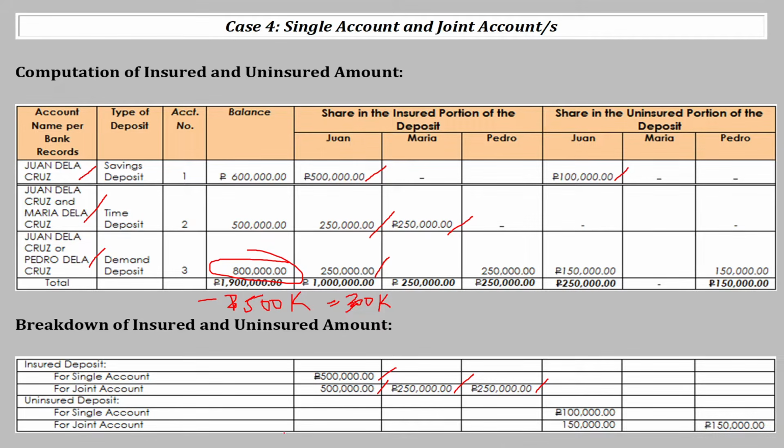So uninsured deposit for single account, ito yung remaining na 100,000 dun sa 600,000. So sa joint account naman, 150,000 for Juan, and another 150,000 for Pedro. So a total of 300,000 na uninsured portion doon sa account ni Juan de la Cruz or Pedro de la Cruz. So ito yung difference ng 800 less 500,000.